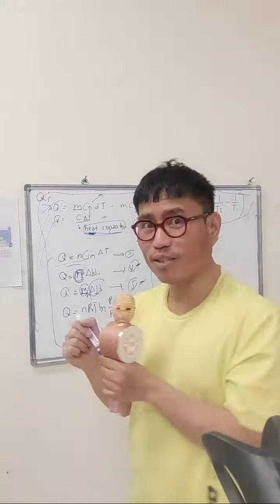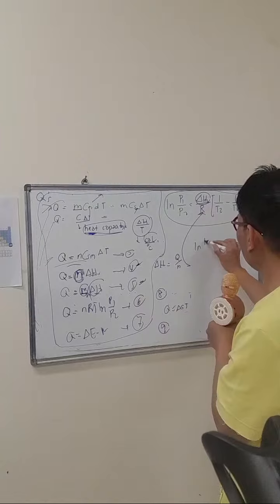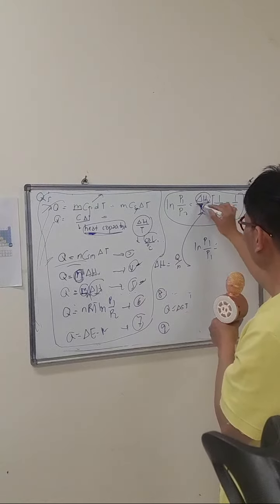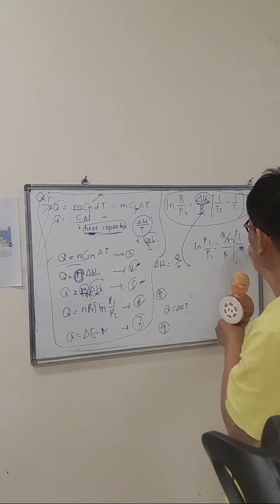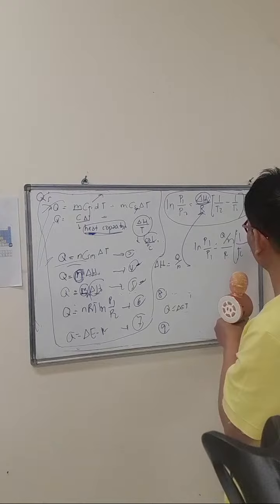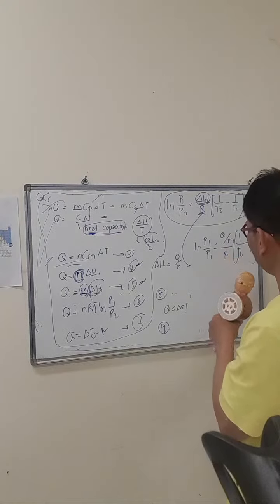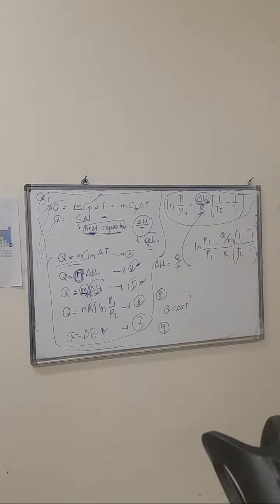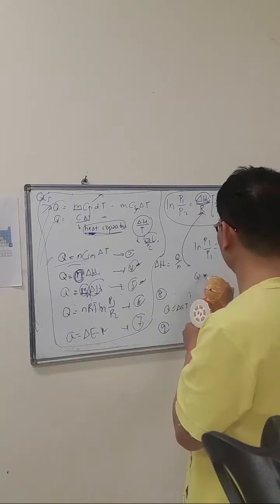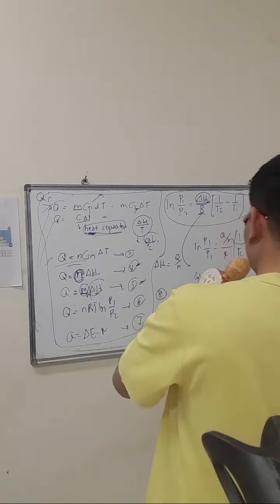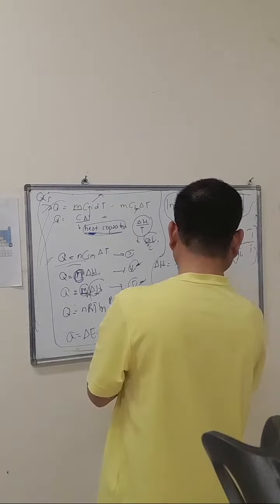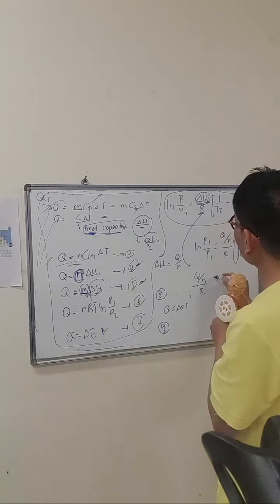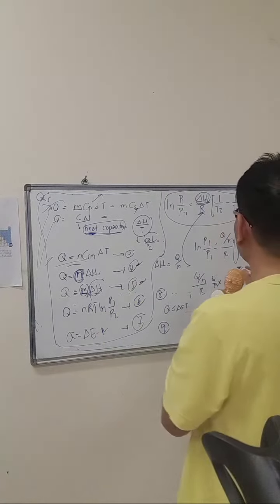Oh my gosh, on the spot. Ln P1 over P2 is equal to, substituting delta H which is Q over n, Q over n over R, times 1 over T2 minus 1 over T1. And play around with the math for this. How can you do the math for this? If you have Q over n over R, then if you reverse that one, 1 over 1 will become Q over n times 1 over R. It will become Q and R.